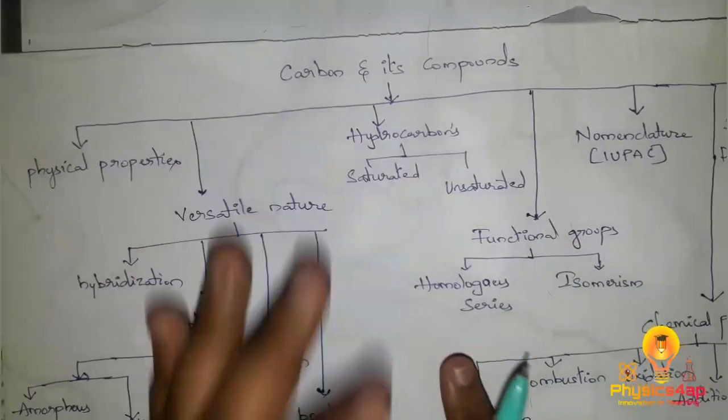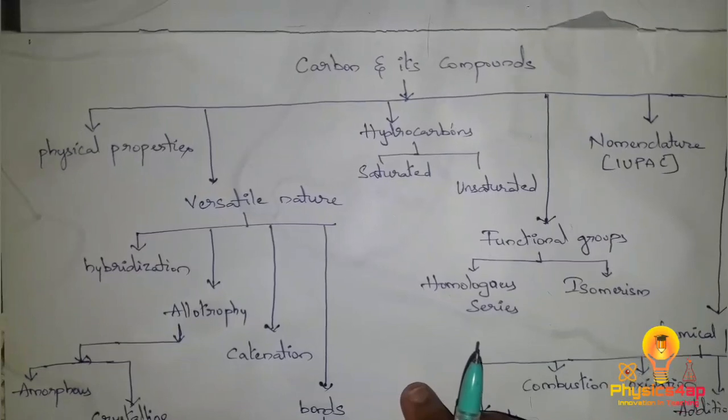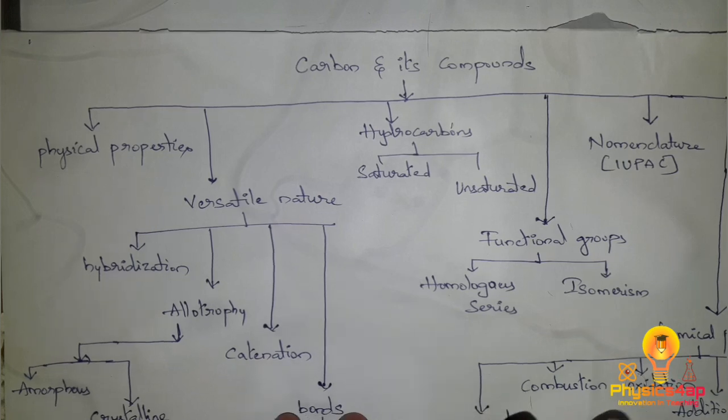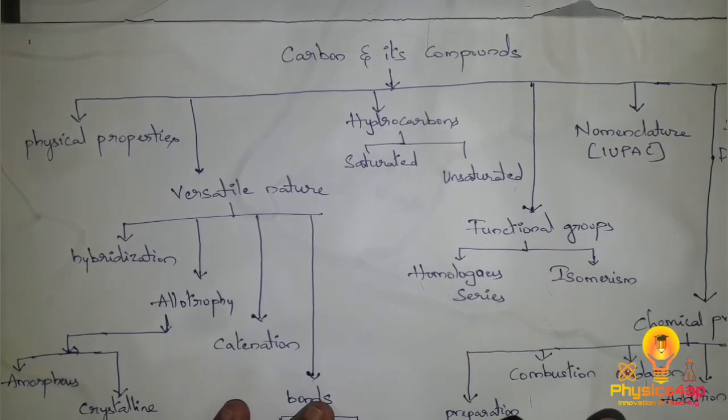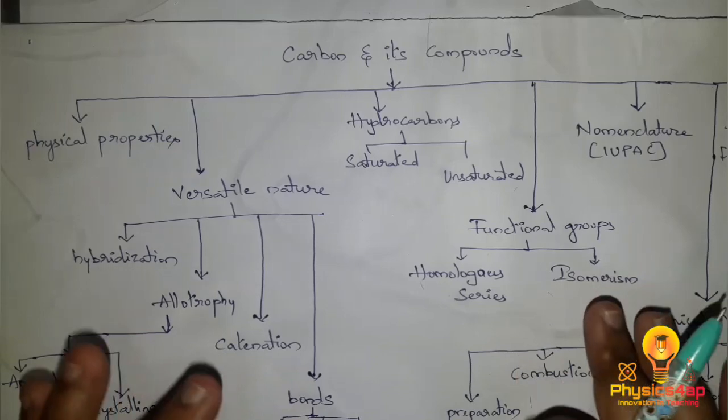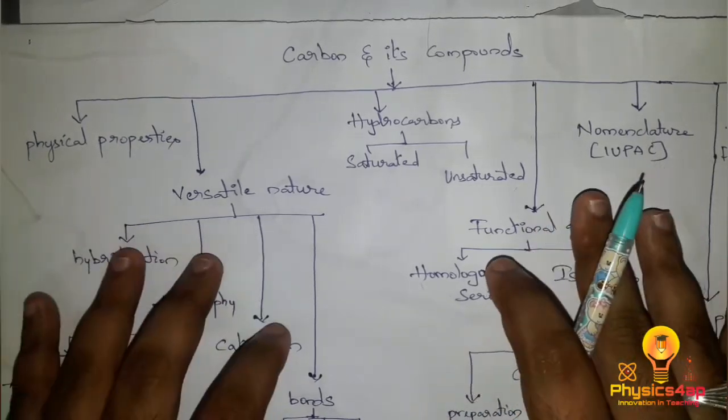That is what we are going to discuss today: carbon and its compounds, which we call organic chemistry. The learning of all the remaining elements, like nitrogen, phosphorus and sulfur, is called inorganic chemistry. Here we are going to discuss organic chemistry, which deals only with carbon and its compounds.